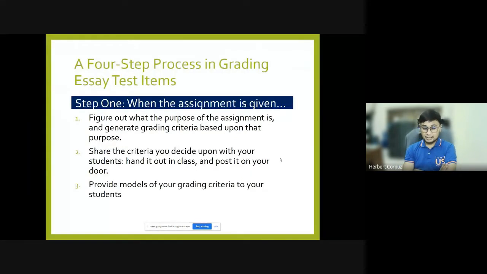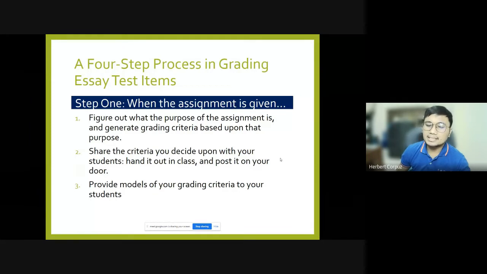So there is a 4-step process in grading essay test items. Paano mag-grade ngayon ng essay test items? Step 1, when the essay test is given, first, you figure out the purpose of the assignment. Yung learning outcome na tinutukoy ko dito. And of course, generate grading criteria based upon the purpose. So, ibig sabihin, dapat ang rubric mo o ang criteria mo, criteria for extended response, rubric for restricted response, ay dapat nakaangkla siya doon sa learning outcome. Ay maliwanag yun, okay? Nakaangkla dapat siya doon sa learning outcome.